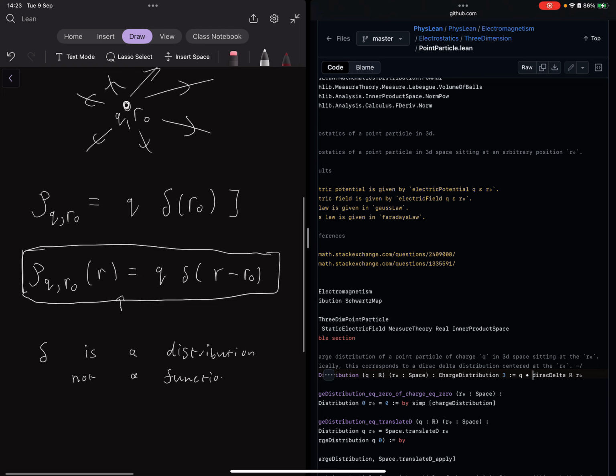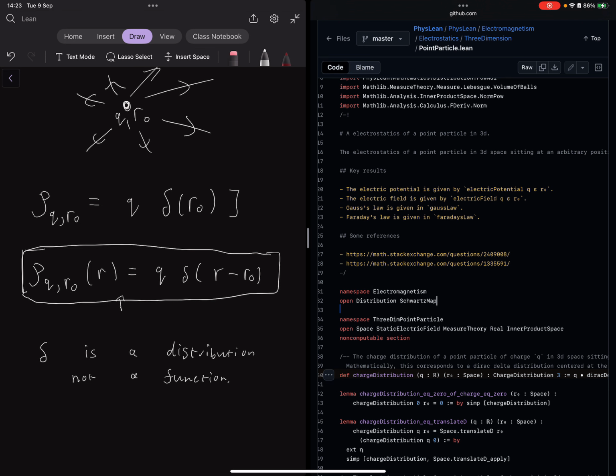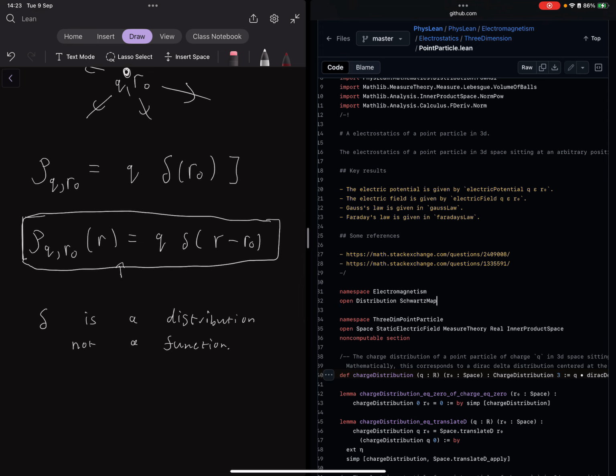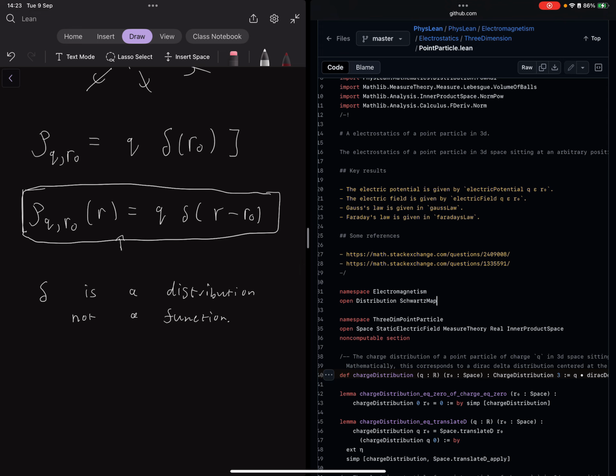So what is a distribution? And I'm going to go over a bit about what distributions are, basically because they're very important when you're dealing with electrostatics and you're trying to do things properly, because if you don't do it with distributions, you won't be able to prove things formally. So let's do an aside on distributions.